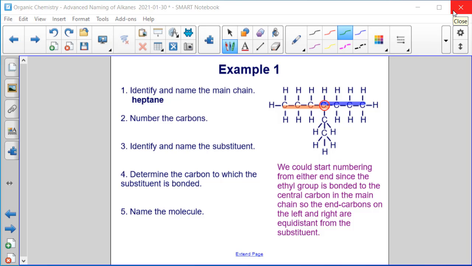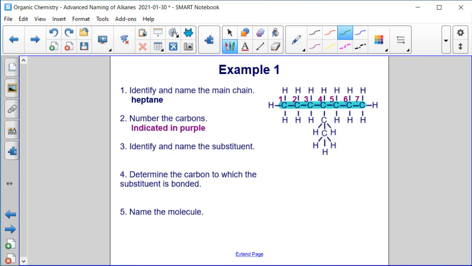So you can see highlighted and explained here exactly what we just discussed on the previous slide. We can start numbering from either end since the ethyl group is bonded to the central carbon atom in the main chain. So the end carbons on the left and the right are equidistant from the substituent. Okay, in purple, I've numbered the carbons, which is the next step. So I've just chosen to start from the left, since it doesn't matter, to name 1, 2, 3, 4, 5, 6, 7. Now, the next thing we need to do is identify and name the substituent.